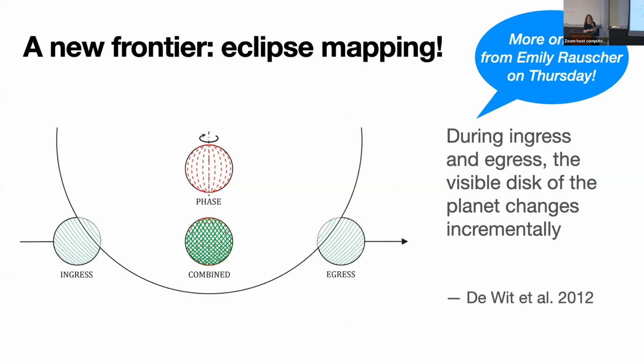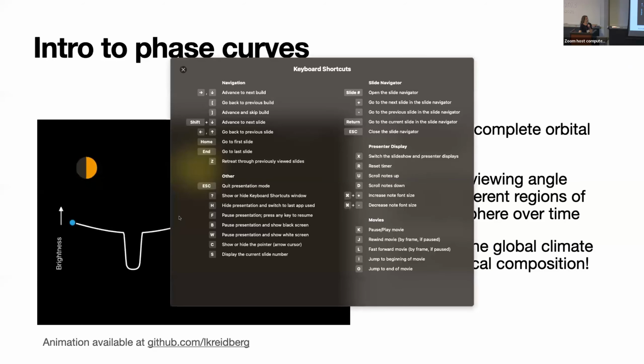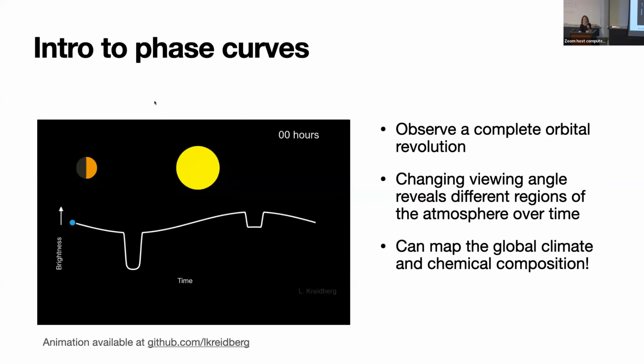This is typically only possible for planets with relatively short orbital periods, so less than a couple of days. And in this cartoon, what you're seeing is the sum total flux from the planet plus the star. So now you've got the hot day side of the planet rotating into view. Here's the secondary eclipse where the planet is completely blocked, and then the day side rotates back out of view.